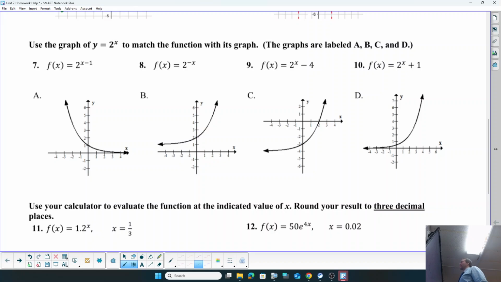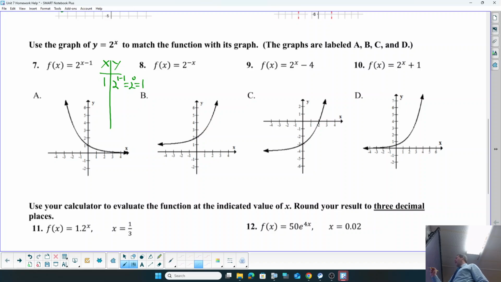So 2 to the x minus 1 power. Well, let's see. If we did maybe an xy table and plugged in some of those values, what if I plug a 1 in? Well, 2 to the 1 minus 1 is 0, and 2 to the 0 power is just a 1.